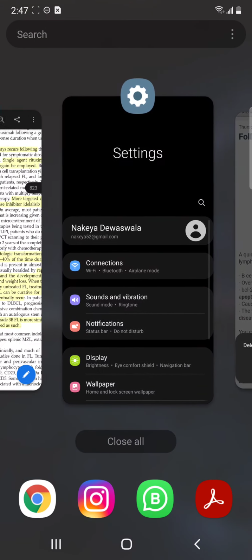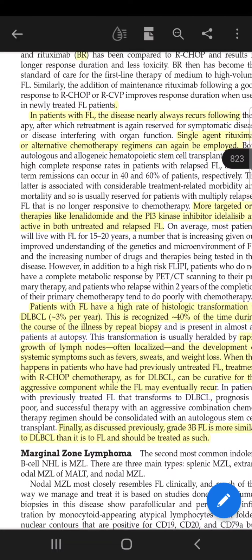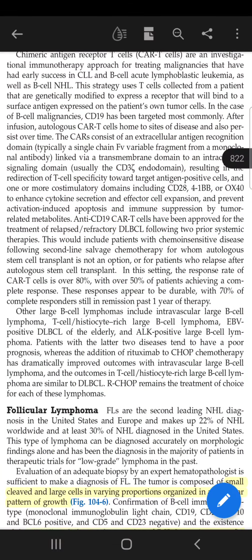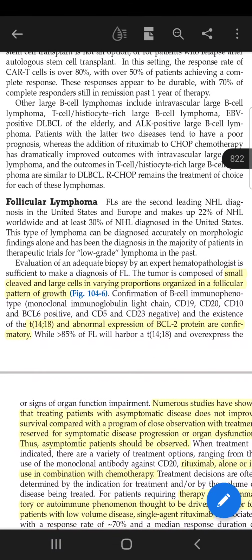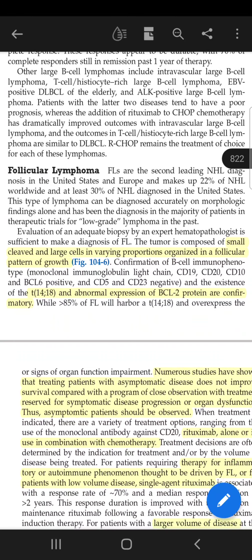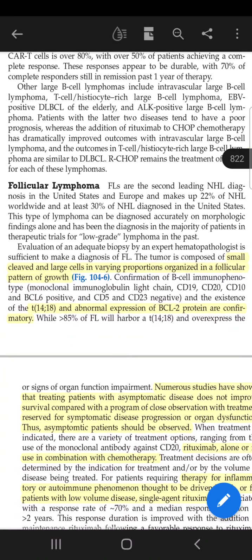So let's look at Harrison's Textbook of Internal Medicine and see what they have to say about follicular cell lymphoma. I'm basically going to read all of the highlights that I used. So it is a tumor composed of small cleaved and large cells in varying proportions, organized in a follicular pattern of growth. Like I said, it's a translocation of 14;18 and abnormal expression of BCL2.